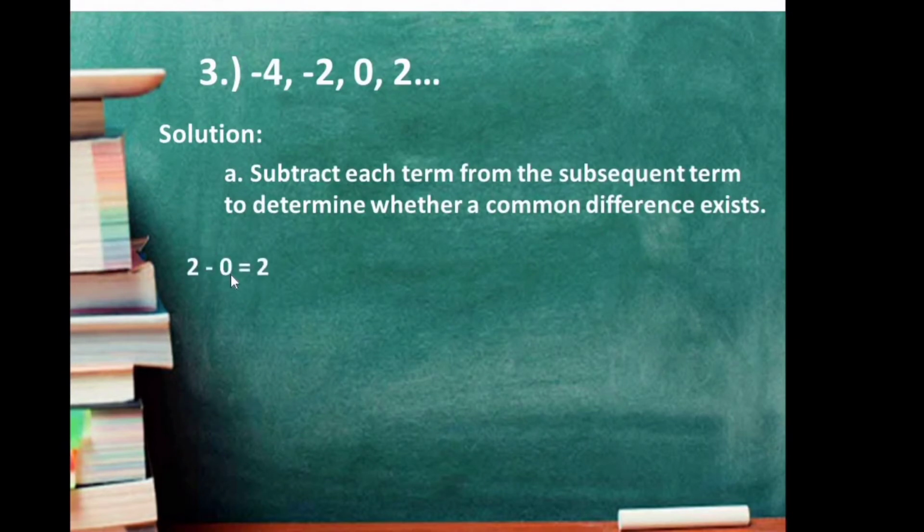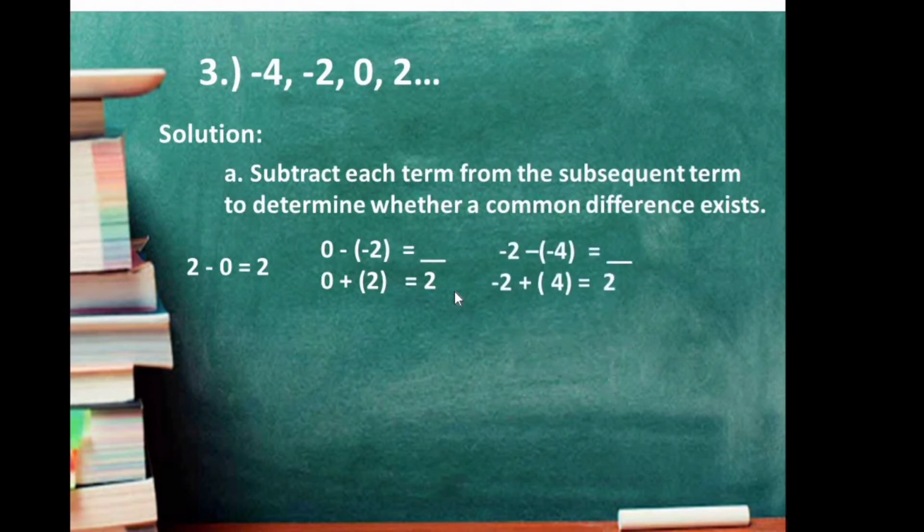So we have 2 minus 0 equals 2. Then we have 0 minus negative 2. We'll change the sign of the subtrahend into positive 2 and proceed to addition. So we have now 0 plus 2 equals 2. Then next we have negative 2 minus negative 4 equals blank. Again, change the sign of the subtrahend negative 4 into positive 4. So we have negative 2 plus 4 equals 2.